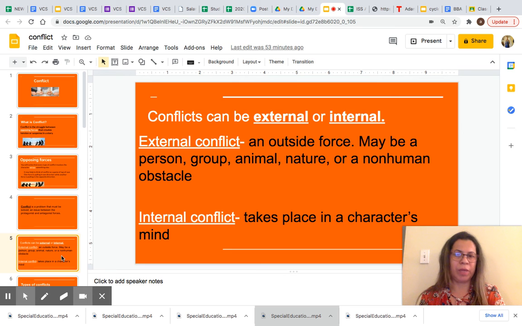Now, let's look at different types of conflicts. There are external and internal conflicts. External conflict, an outside force, may be a person, group, animal, nature, or a non-human obstacle. Internal conflict takes place in a character's mind.